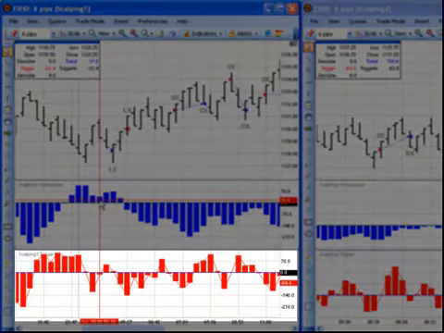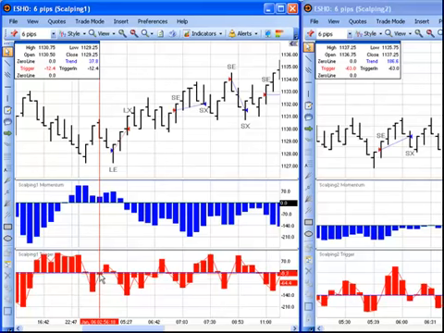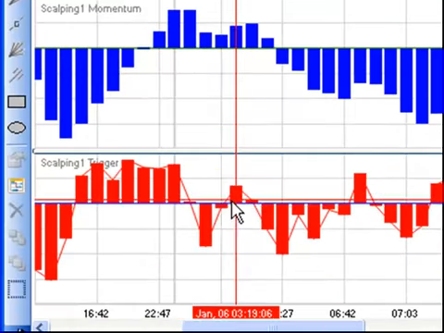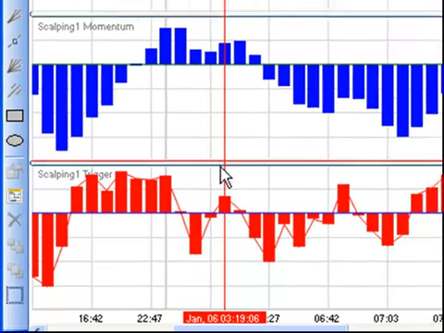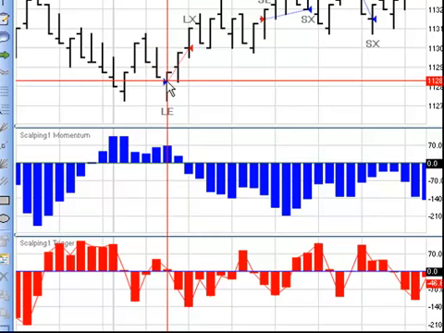we can go on to the next rule, which is to look at the scalping one trigger indicator. And the trigger indicator is this red indicator here. And the rule for this indicator is we need it to cross from a negative value to a positive value. It's a zero line cross to the upside while the scalping one momentum is above zero. So if these two conditions are met, we're going to go long on the opening of the next bar. And that's exactly what we see here.